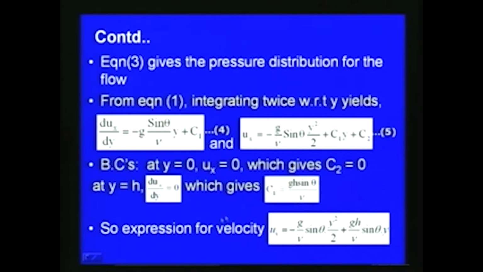sin theta by nu. So, finally, we can get an expression for velocity as ux is equal to minus g by nu sin theta into y square by 2 plus gh by nu sin theta into y. So, after substituting the boundary conditions, we got C1 and C2, the integration constants, and then we finally got the expression for the velocity as ux is equal to minus g by nu sin theta y square by 2 plus gh by nu sin theta into y.